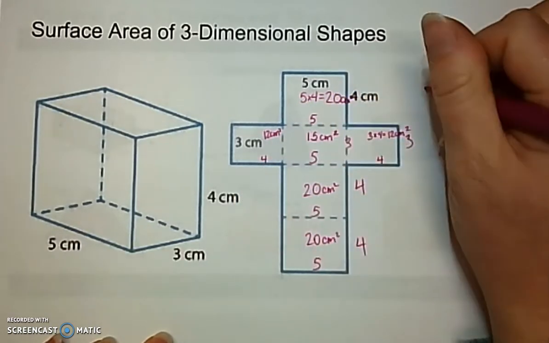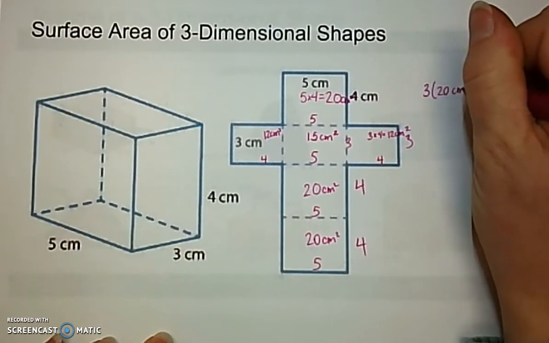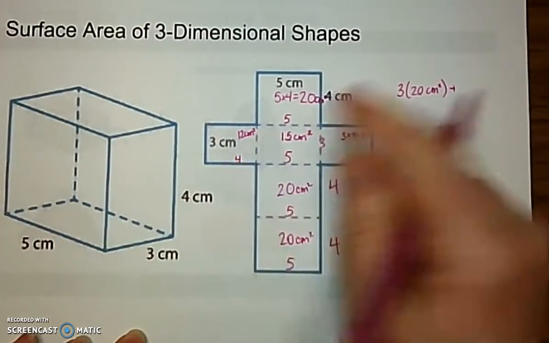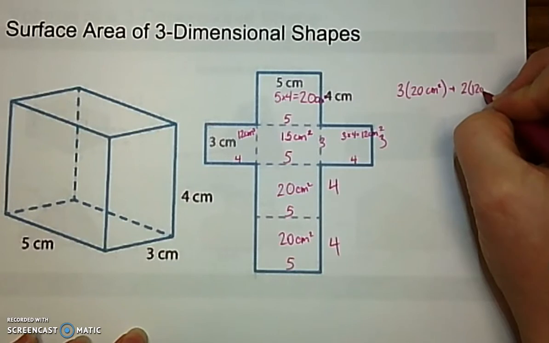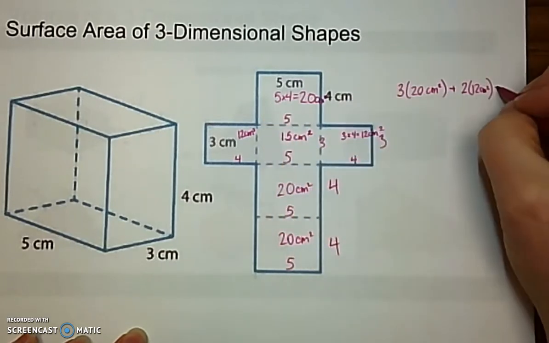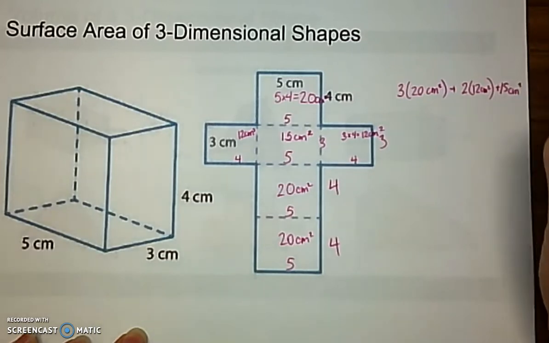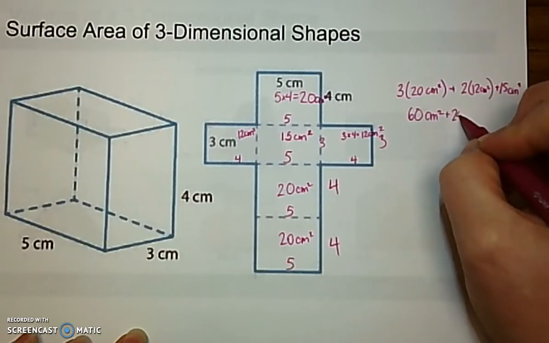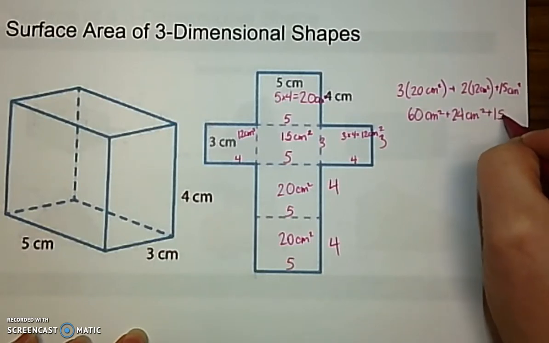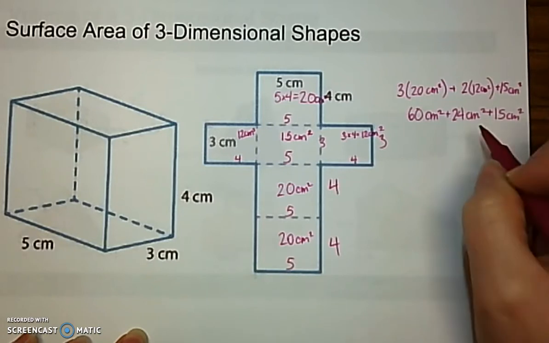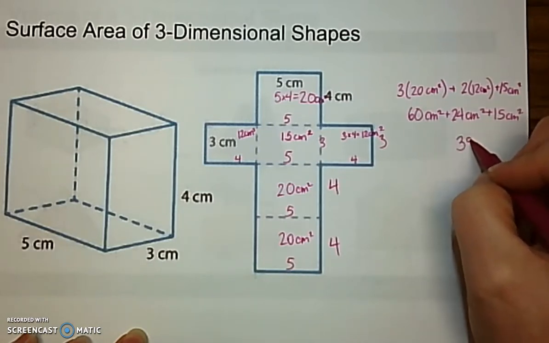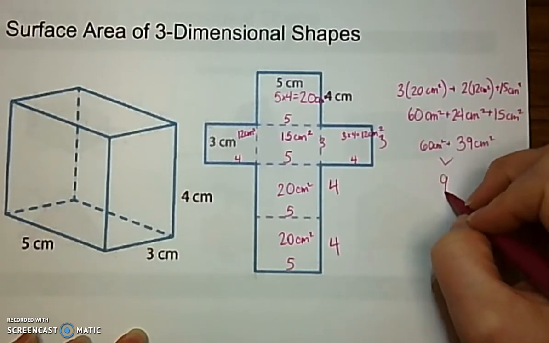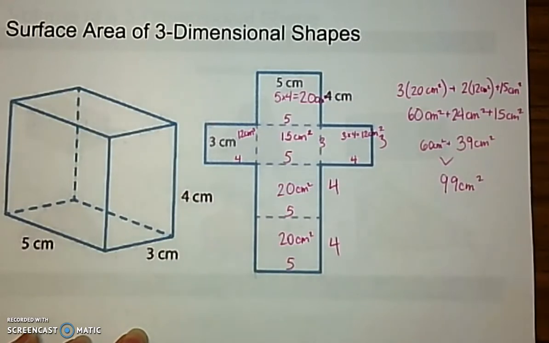So I have 3 of these, so 3 times 20 centimeters squared, plus 2 of those, 2 times the 12 centimeters squared, and 1 of those in the middle there, so 15 centimeters squared. So 60 centimeters squared, plus 24 centimeters squared, plus 15 centimeters squared, and then I just continue to add those up. There's 39 centimeters squared plus 60, and that gives us 99 centimeters squared.